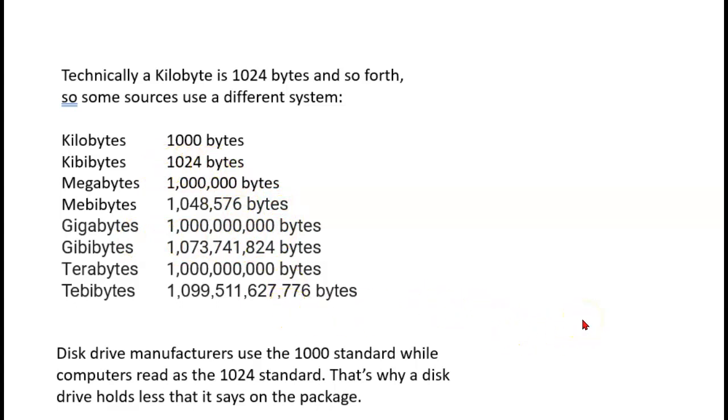Now, disk drive manufacturers use the 1000 standard, whereas computers always read them in the 1024 standard. So when you buy a disk drive, for example, and it says this is a 100 gigabyte drive, well, it's not going to say it's 100 gigabytes when you get it home and put it on your computer. It will be somewhat less than that because it's reading it as 1024, but they're selling it as the 1000 standards.